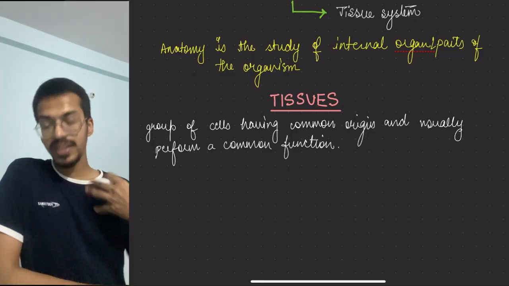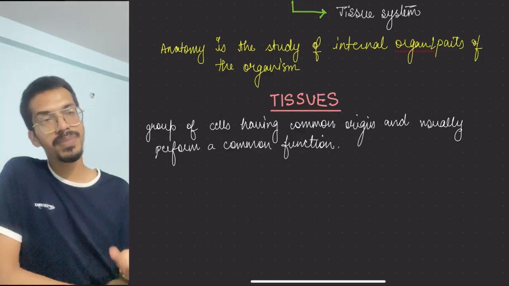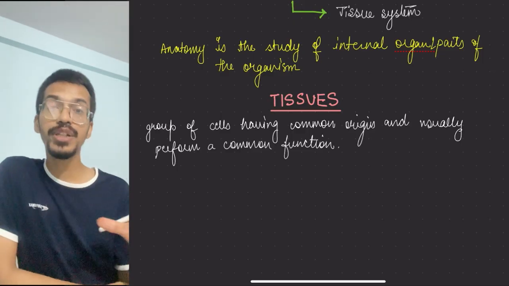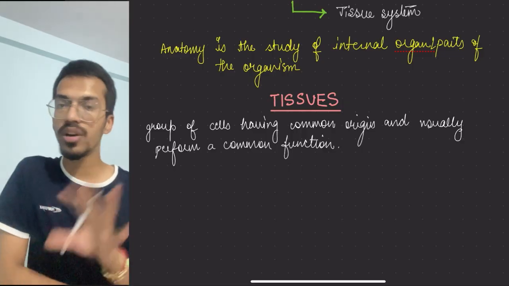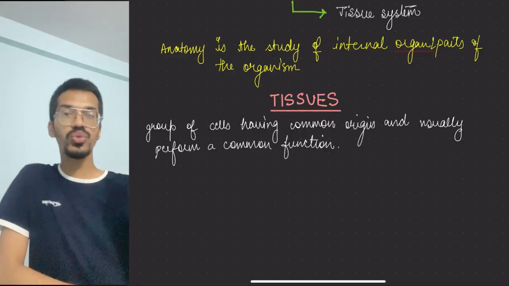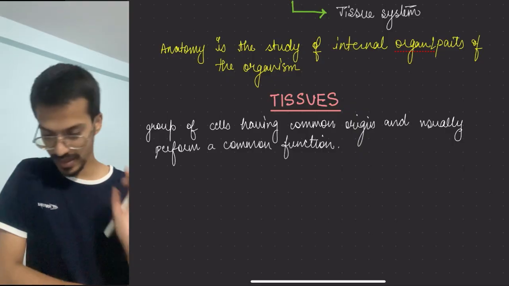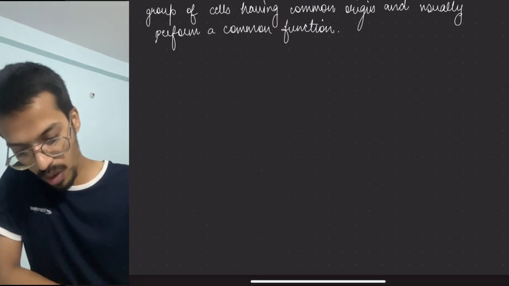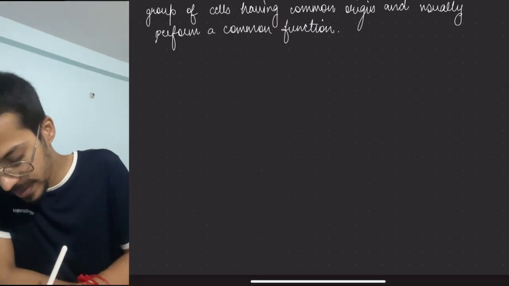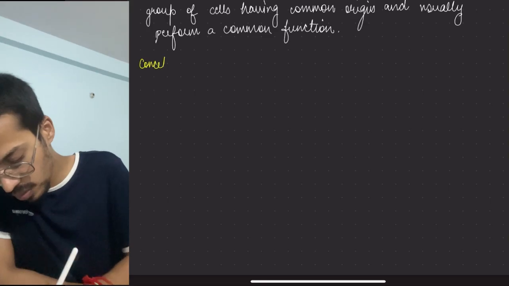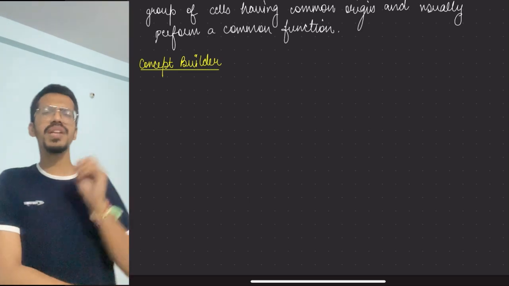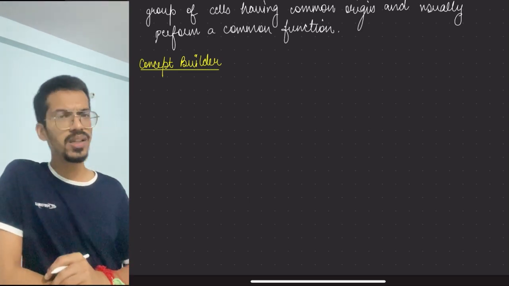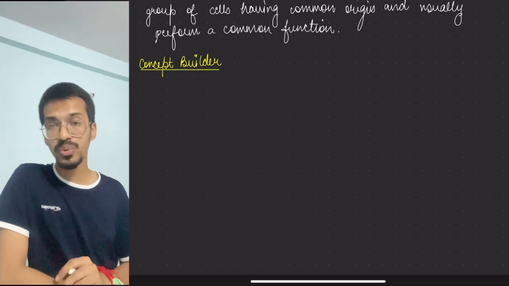And what are the different types of tissues that could be present? So basically they are divided on the basis of whether they have the capacity of dividing or not. Before going to that, let's build a concept. So this topic now that is coming up is the concept builder. When we are studying the concept builder, there are terms we have to remember.